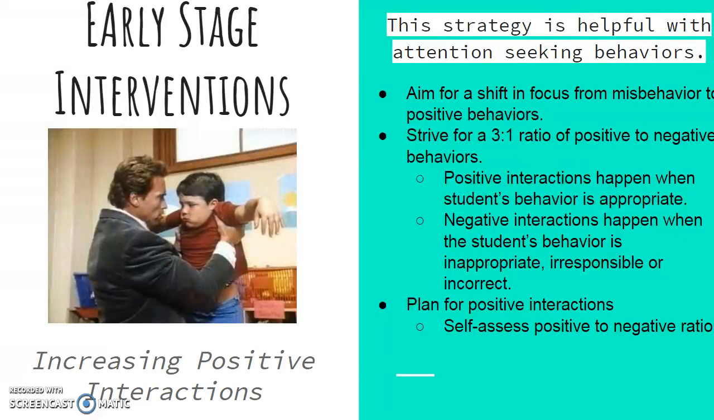The last early stage intervention is increasing positive interactions. We also covered this concept in the I under Stoic. Increasing positive interactions with all students is beneficial. We should aim for a shift in interactions with students to a positive to negative ratio of 3 to 1.